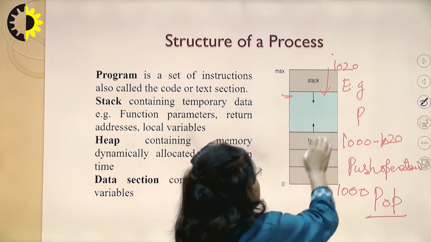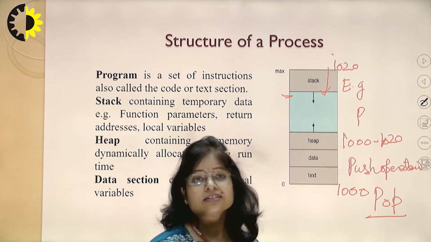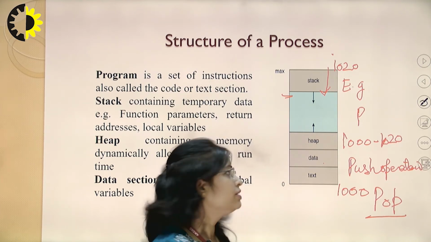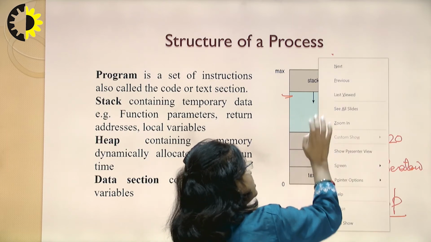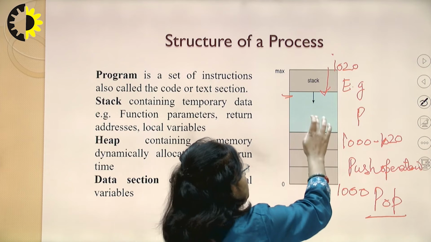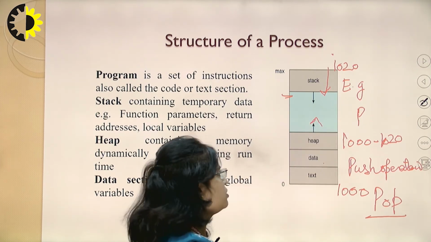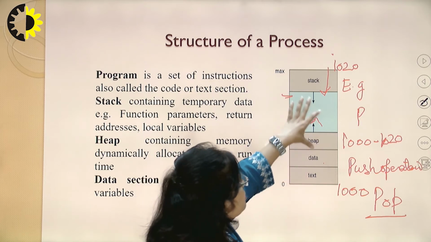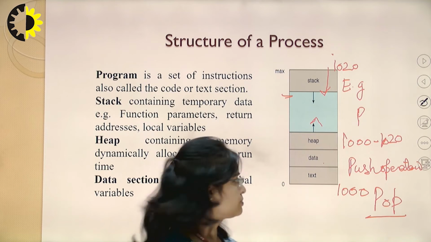The heap part contains the memory that is dynamically allocated at runtime. So this heap section starts growing in the upward direction. This is the structure of a process.